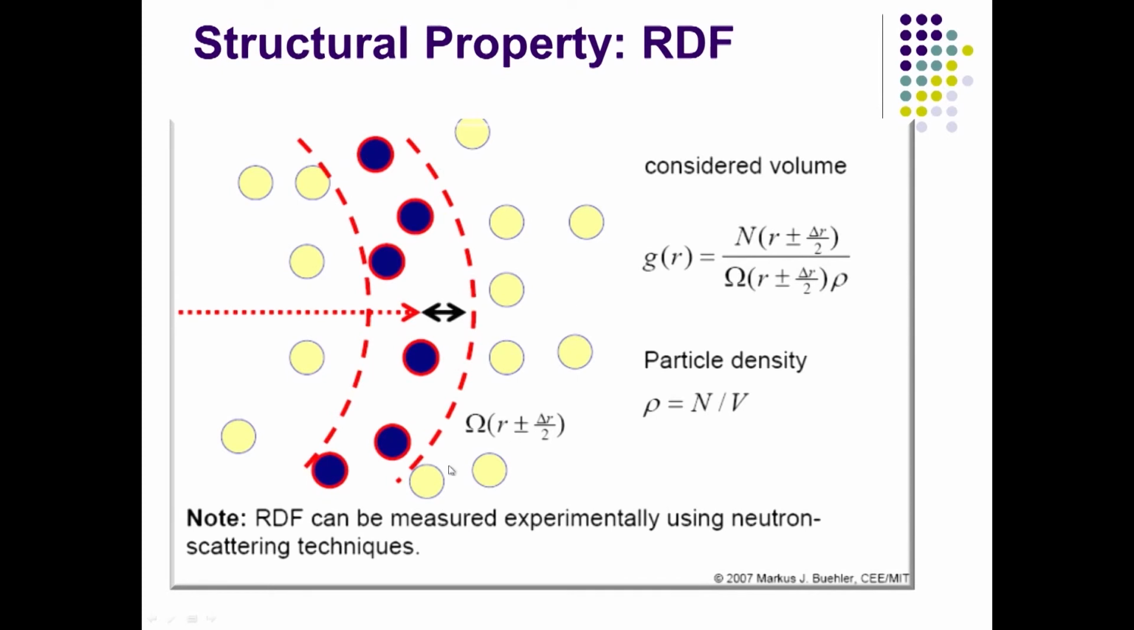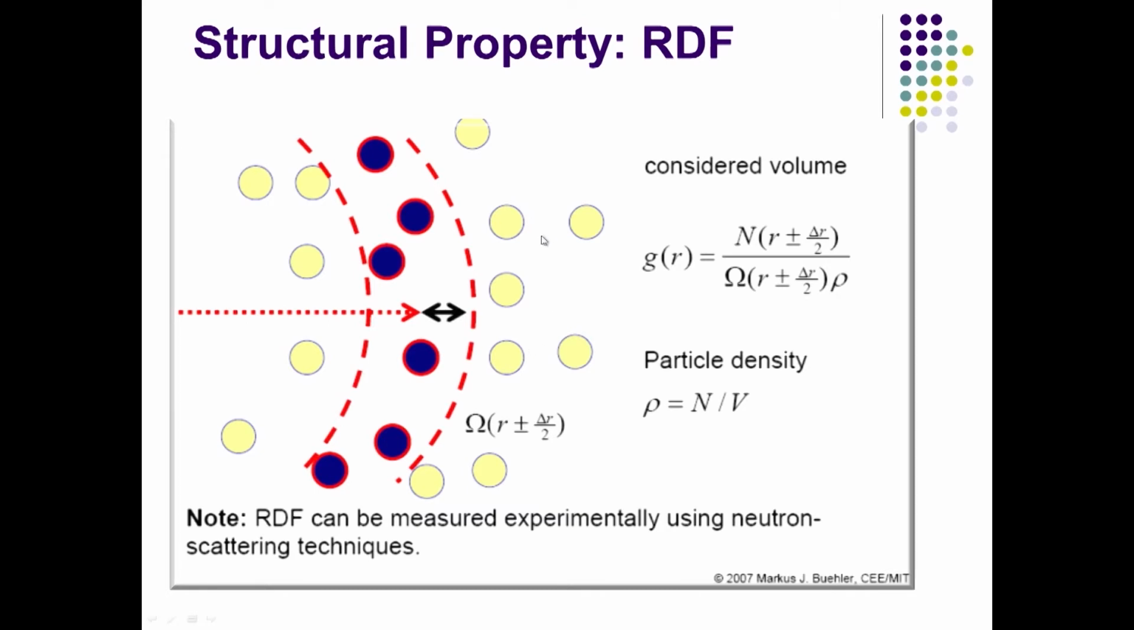So, here is the interpretation of that shell. If you look at your slide now, these are all the atoms around. I am going away from the central atom. This is the shell, r plus minus delta r over 2, and in that I am finding these blue balls, which are the number of atoms that we have. So, consider the volume, and if you look at their g(r), n at r plus minus delta r by 2. So, this is g(r), and the particle density then becomes sigma, which is equal to n, the number of atoms, over the volume of this shell.